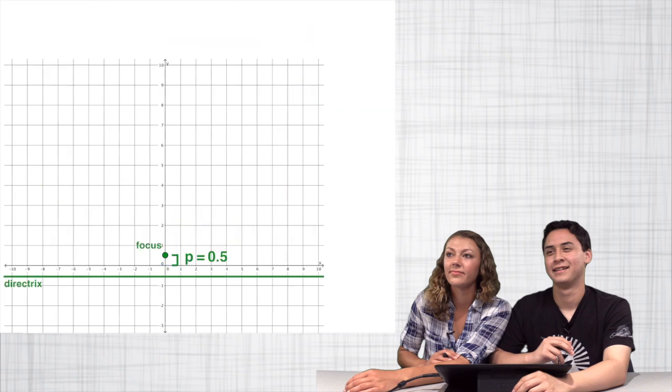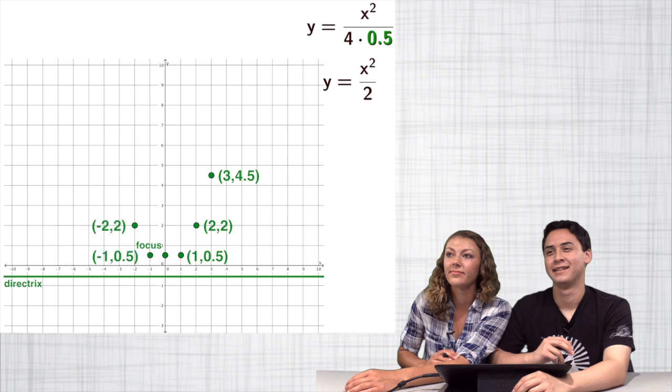Sasha and Keoni worked with one of these parabolas, the one where p equals 0.5. The equation for this parabola is y equals x squared divided by 4 times 0.5, which is the same as y equals x squared divided by 2. By substituting x values into the equation to find the corresponding y values, Sasha and Keoni located many points and were eventually able to draw the parabola.